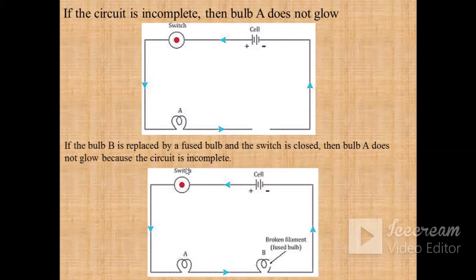So we have discussed that in case of the series circuit, all the appliances or all the electrical components are dependent upon each other. In the first picture we have seen the circuit is incomplete. In the second picture we have seen the bulb B is replaced by the fused bulb. So in both cases the bulb A does not glow because the circuit is incomplete.